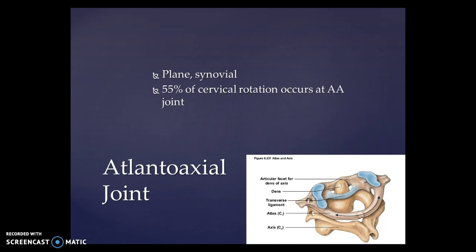The atlantoaxial joint, which is your AA joint, okay, it's a plane joint in that it's planar. I don't want to say it's flat, but because of that kind of transverse orientation, this is where most of the rotation occurs in the cervical spine. 55% of the rotation occurs at the AA joint between C1 and C2.